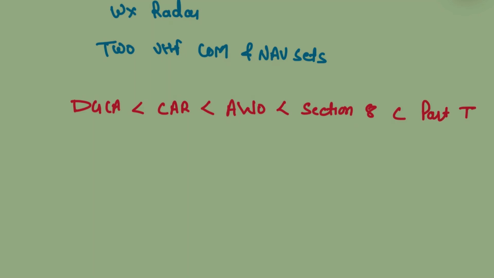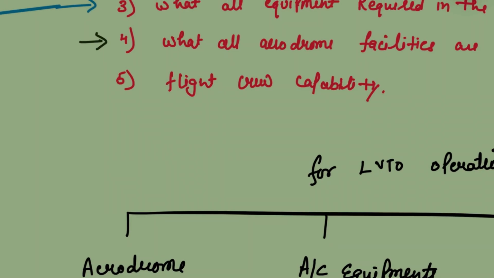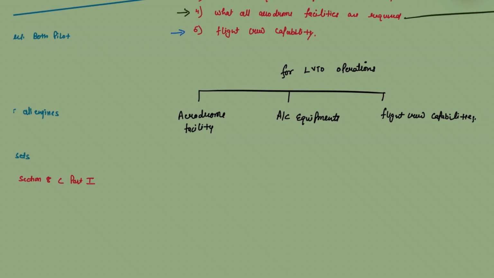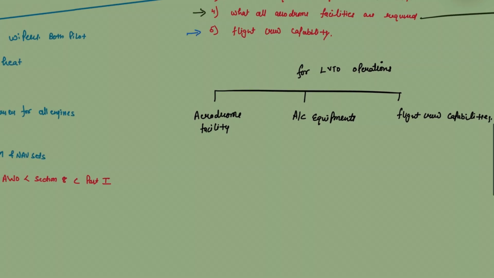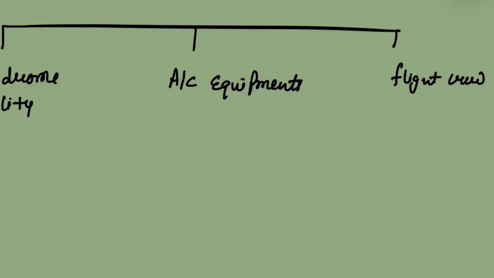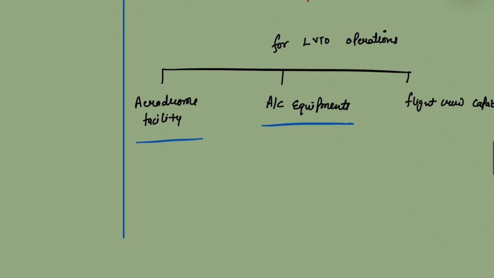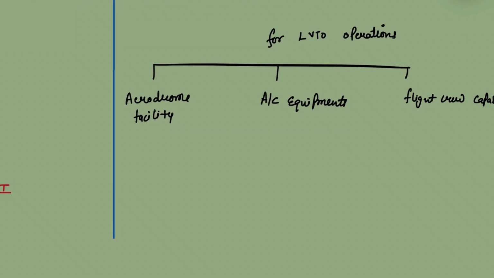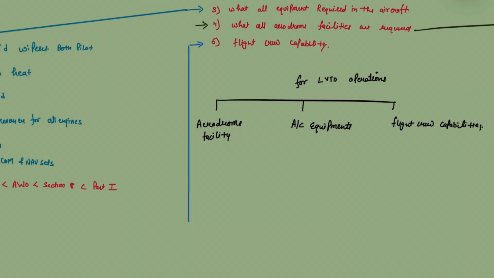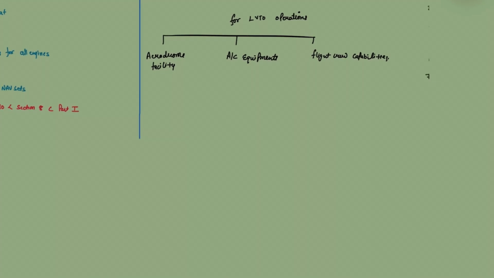Now, the third thing is flight crew capabilities. Yes, the flight crew should be approved. If you as a pilot are not approved for low visibility takeoff and Cat 2, Cat 3 approaches, then no matter what equipment your aircraft has, no matter what facilities your aerodrome has, you cannot take off, for the obvious reason that you are not approved and you are not capable.